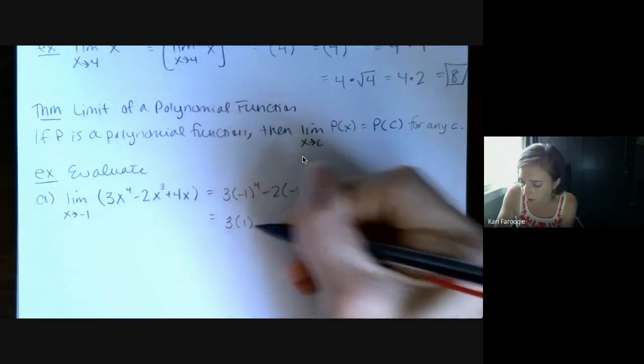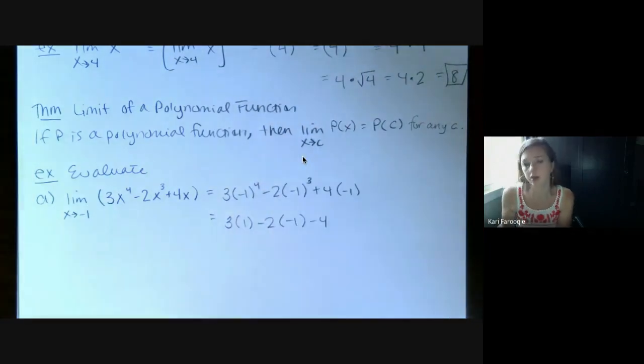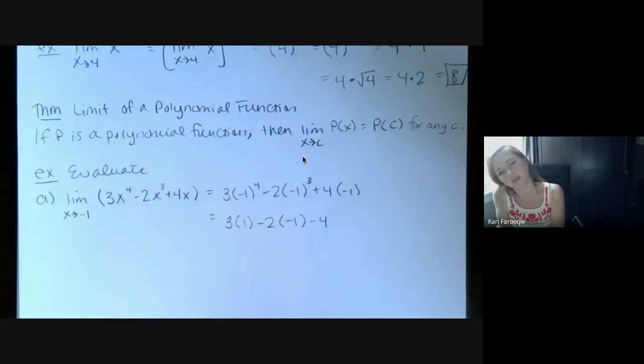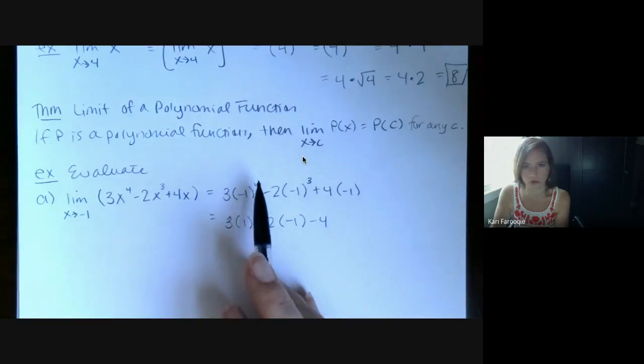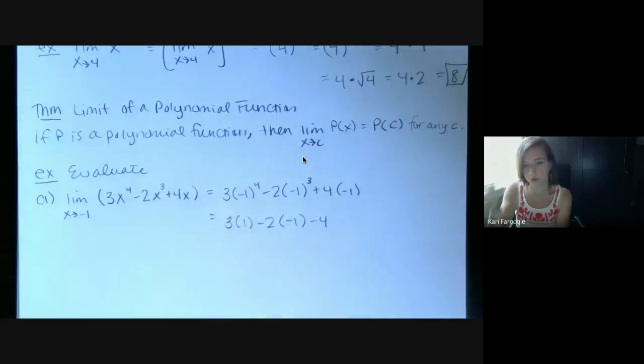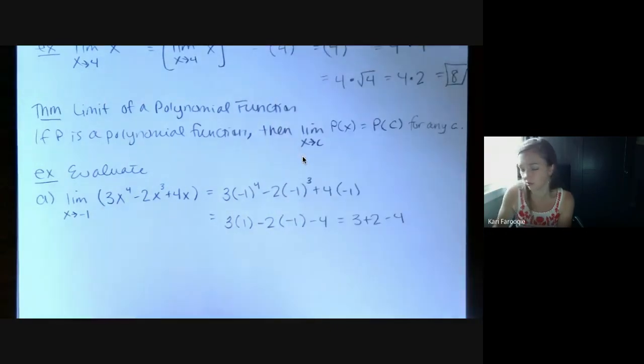-1 to the 4th is +1. -1 cubed is -1. Remember your order of operations. Before you can multiply, you must apply the exponent. So don't take 3 times -1 and take that to the 4th. Don't do that. You must take -1 to the 4th before you multiply by 3. So if it's been a while since you've done this, you got to remember your order of operations. Please excuse my dear Aunt Sally. 3 plus 2 minus 4 is 1.